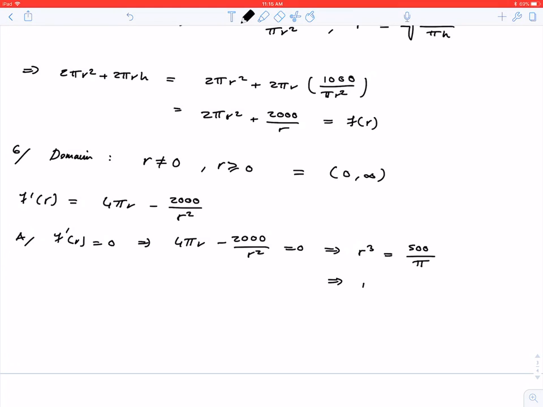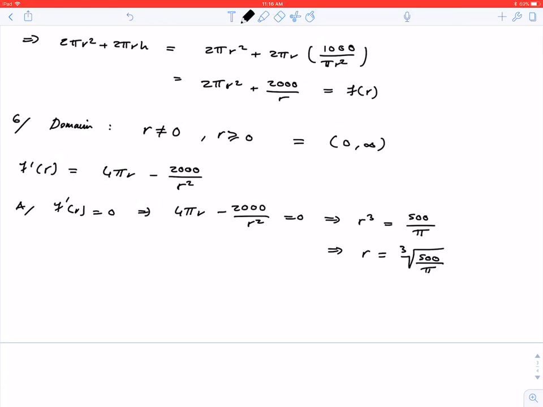So this now implies what? r is equal to the cube root of 500 over pi. So that's a bit of a nasty number, but it's a number, right? It's not so bad. B. So obviously, if I was talking about f on the entire line, or f prime on the entire line, there'd be a problem at 0. But notice I'm only dealing with things which are strictly positive. So f prime is continuous everywhere.